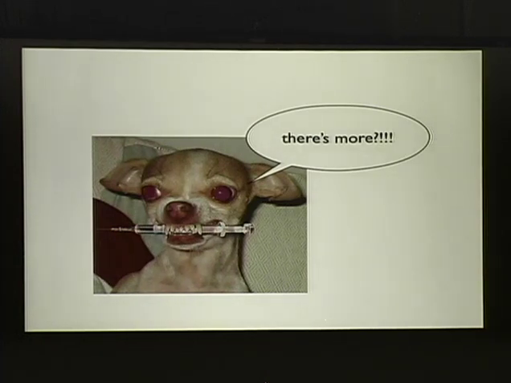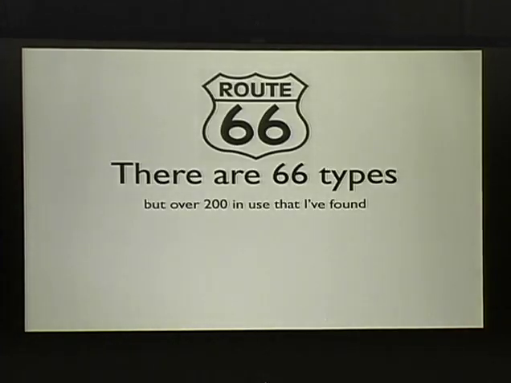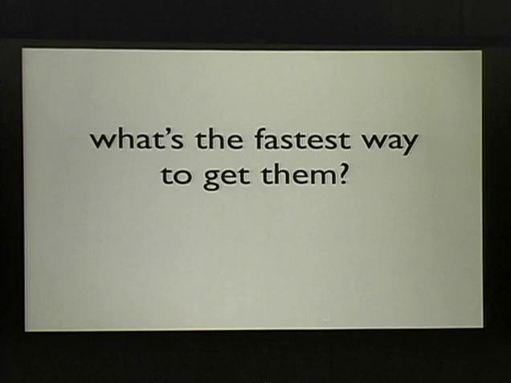What? There can't be more than 255. Why? Because that's the size of the field. True. But that doesn't mean that there can't be. There just can't be the same record type. I'll explain later. So there are 66 types, but I've seen over 200. People use their own record types. Explained? Got it? Okay. So what's the fastest way to get them all?